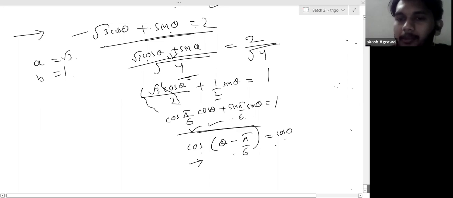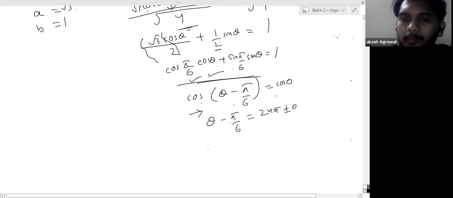Cos of some angle is equal to cos of another angle, right? This is clear. So you can use this: theta minus pi by 6 is equal to 2n pi plus minus alpha. Alpha is 0 here. So theta is equal to 2n pi plus minus pi by 6. All right.